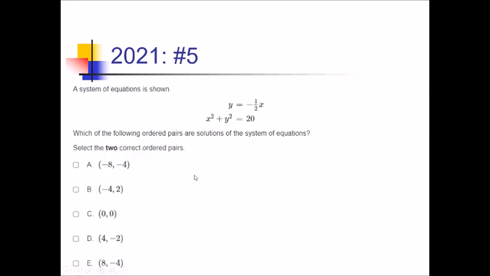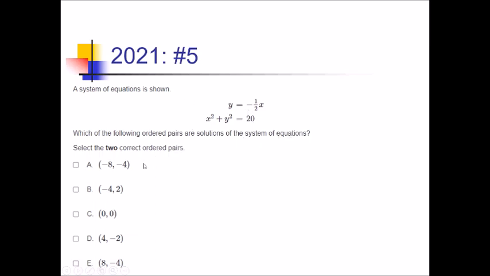For this one, we have a system of equations, and if we notice real quick, we have a line and some kind of quadratic here. Turns out this is a circle, basically trying to figure out where these cross when we're trying to find the solutions to this system of equations.